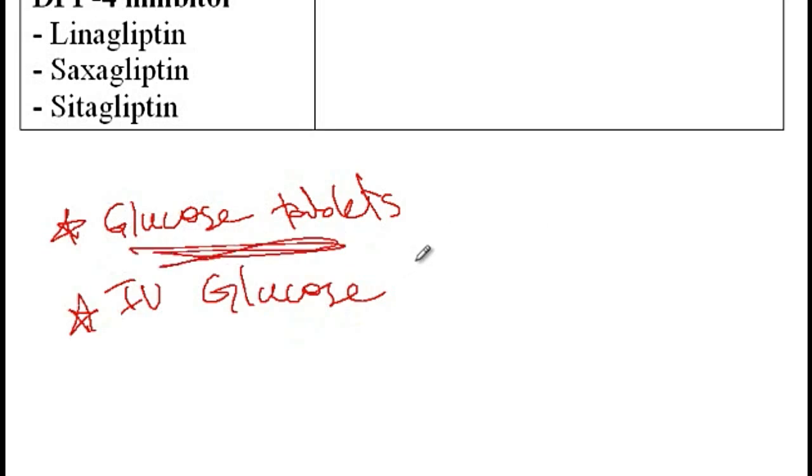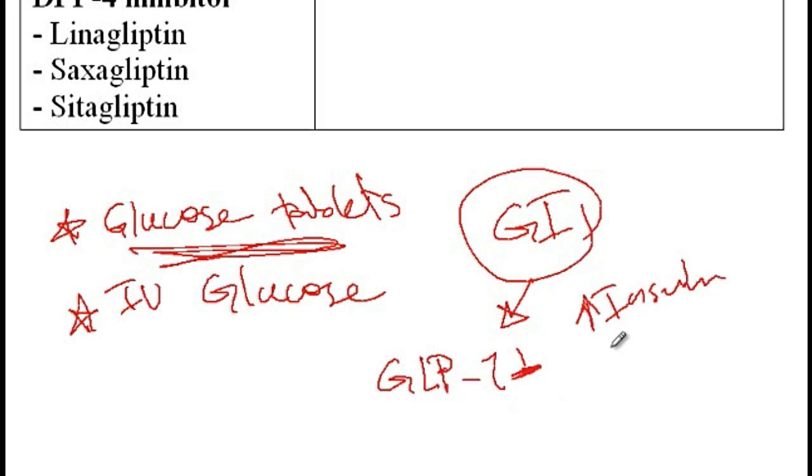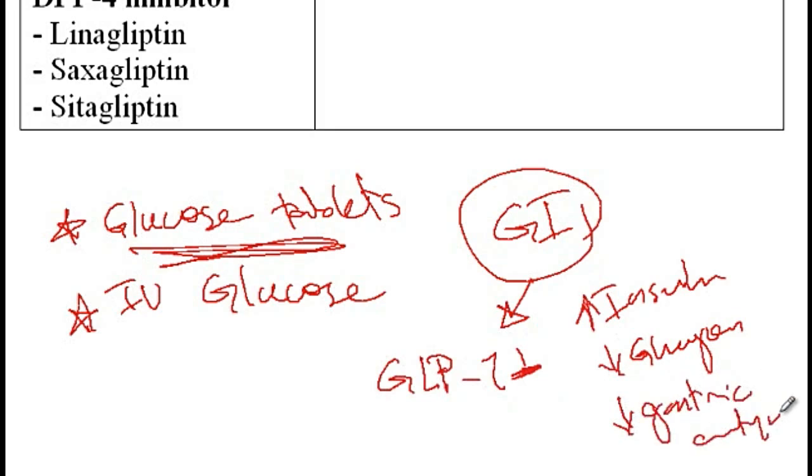So through evolutionary development, the gut or the GI tract has developed its own techniques to regulate the blood sugar, and this is via the production of glucagon-like peptide 1 by the GI tract. And how this GLP-1 works is that it increases the secretion of insulin, decreases secretion of glucagon, delays gastric emptying, and it also causes decreased food intake.